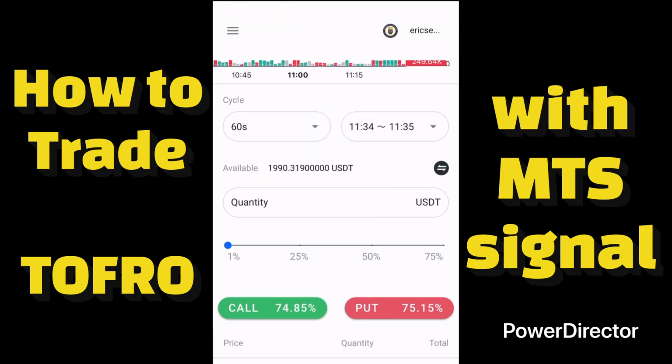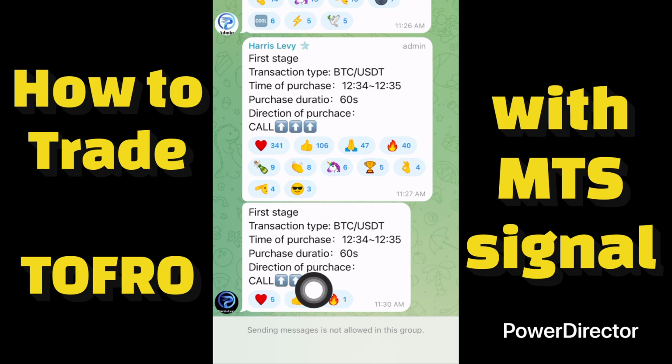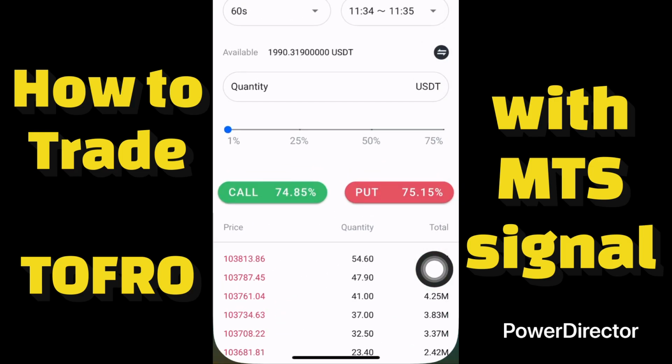When you see put in the signal, you just choose the put. When you see call in the signal, you just choose the call. So this is call, so I just choose call.